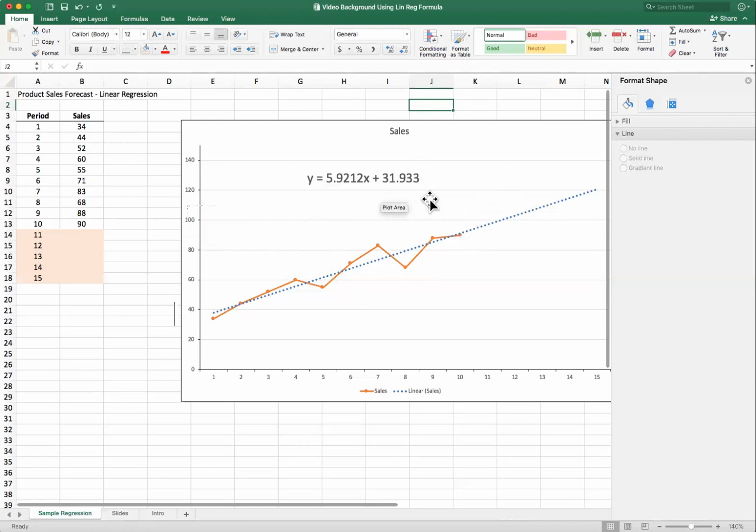This 31.93, what is that? Well, that is what we call the y-intercept. So this line, you'll notice it's not actually touching our y-axis here. But if I was to extend this dotted line all the way over until it touches the y-axis, it would touch the y-axis at exactly 31.933. So that's called the y-intercept. Once you have those two values, you can figure out any period in time independent of the others. So let's apply this formula.